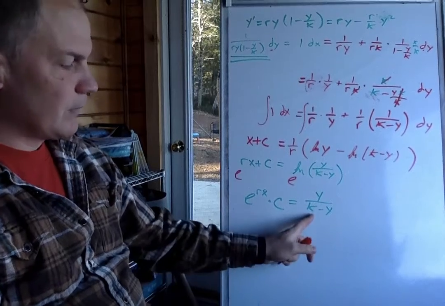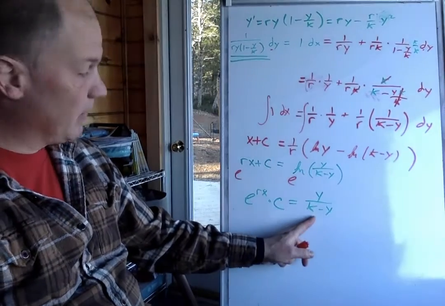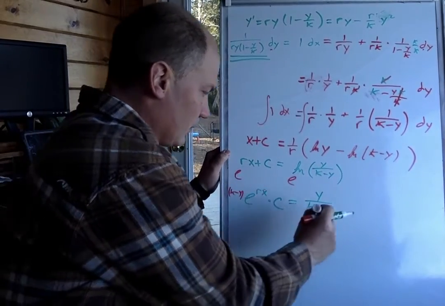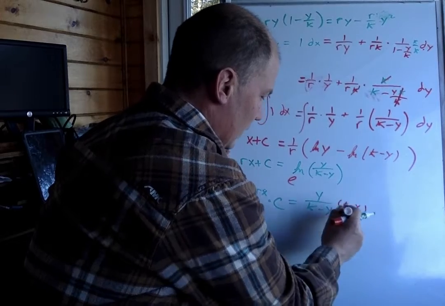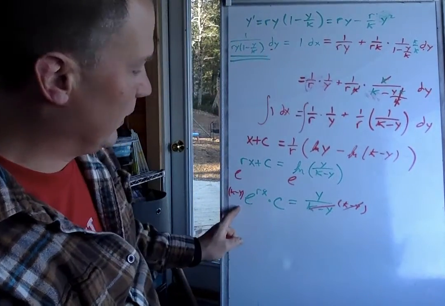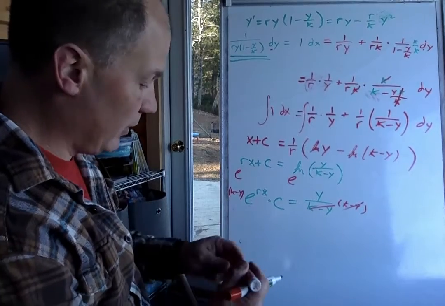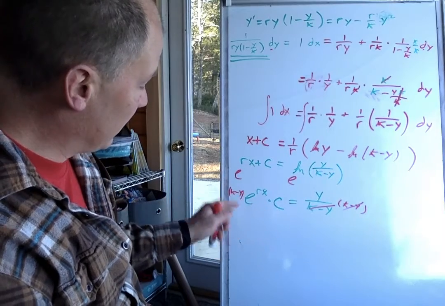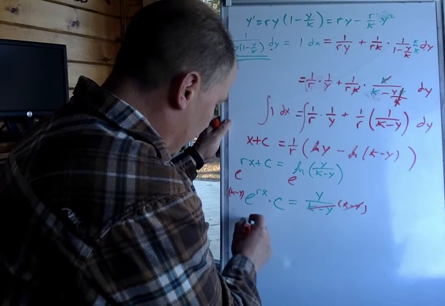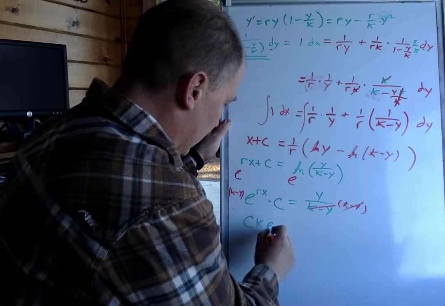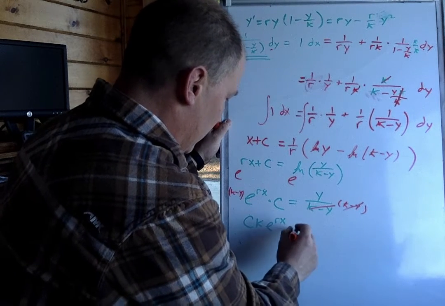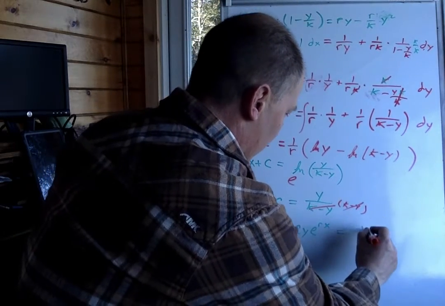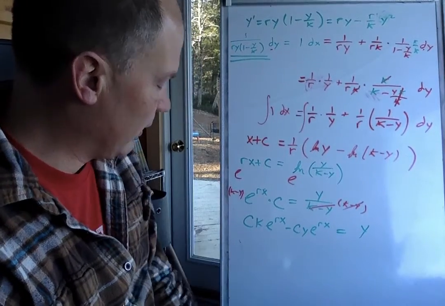The next step, we got to get y by itself. So we're going to multiply everything by k minus y. And when we do that, we end up getting our k minus y over here. I am going to now distribute this c e to the rx times k minus y, and I get ck e to the rx minus cy e to the rx. And on the right side, I just have a y. But notice I have a y on the left side too.